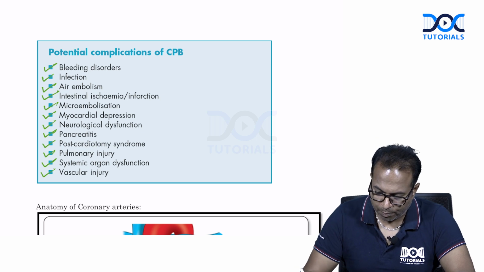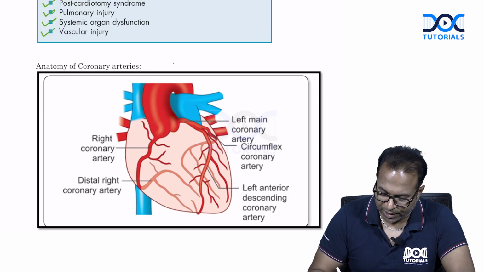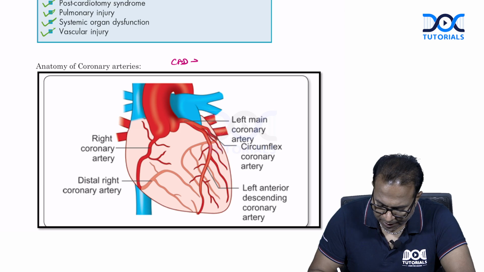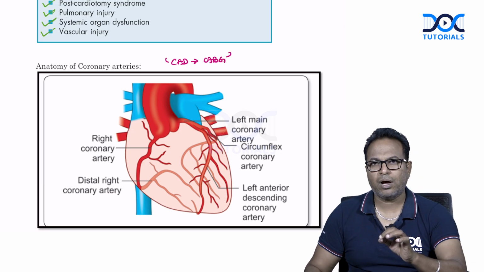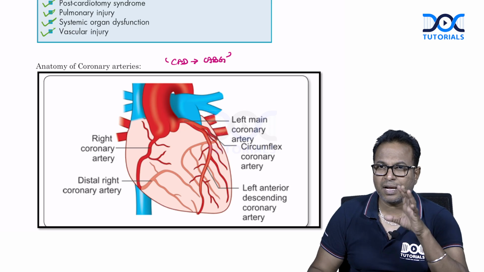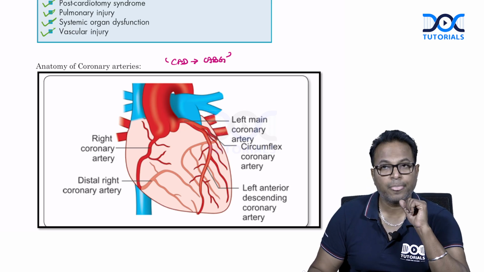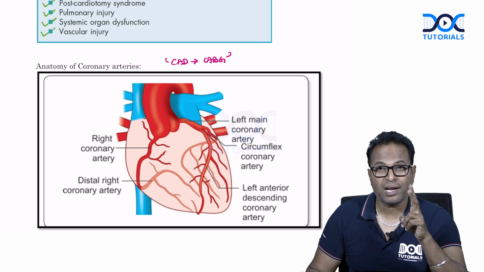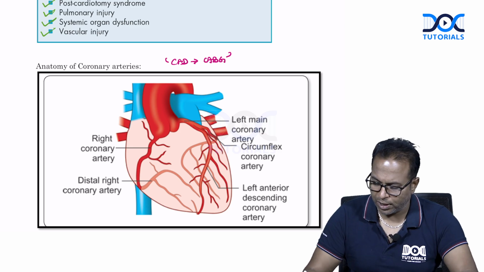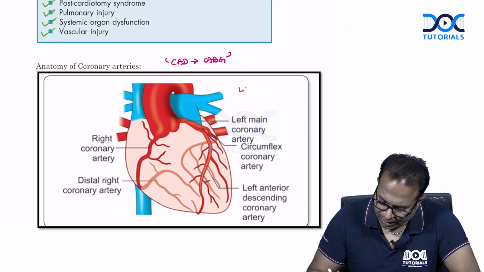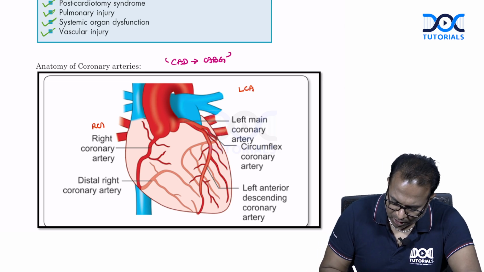The one important topic I want to discuss here is coronary artery disease and coronary artery bypass grafting. As MBBS students, you should be thorough with coronary artery disease and coronary bypass grafting. There are two important vessels coming from the root of the aorta. One vessel is the left coronary artery. Another vessel is the right coronary artery.